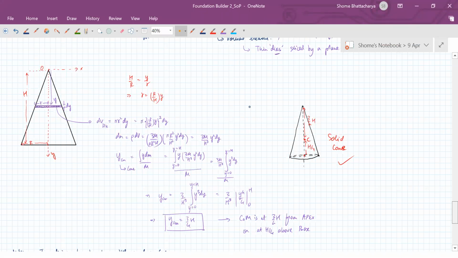Sir, what did you write over there? Center of mass is at 3 by 4 h from apex or at h by 4 above the base? Okay. From the base, the height is that much. Correct? Yes, sir. Correct.